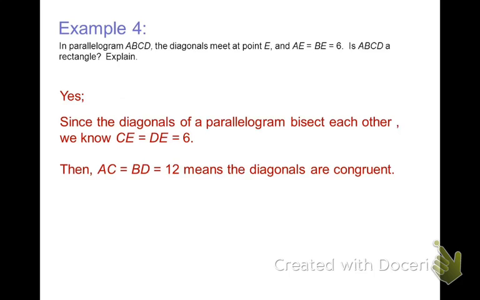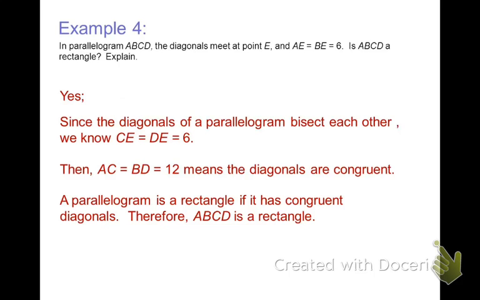I'm being very clear about where I'm getting stuff. I'm not just saying the diagonals are congruent, because I might ask you, well, why are the diagonals congruent? I'm explaining why I'm getting to the diagonals being congruent. And then I draw my conclusion and say, a parallelogram is a rectangle if it has congruent diagonals, which I do. So now it's a rectangle. But I was very specific about where I got all my numbers.